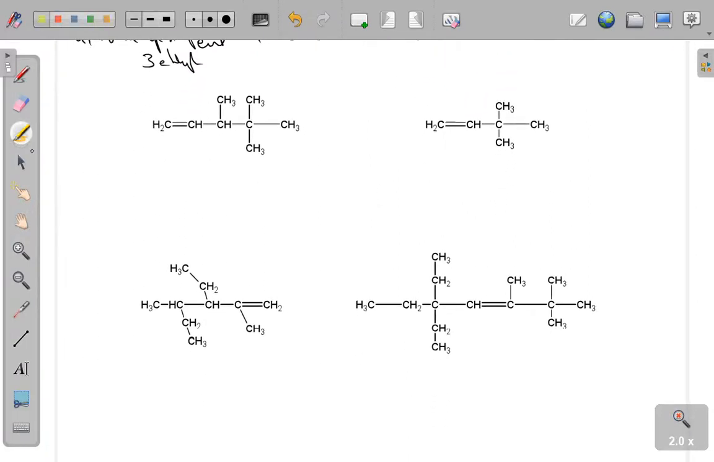Okay, next one. Longest chain. 1, 2, 3, 4. 1, 2, 3, 4, 5. And 1, 2, 3, 4, 5. Okay, so the longest chain is 5. We go straight across. And we can see the branches very, very easily. Notice the 3 branches are the same. So this is going to be a trimethyl.